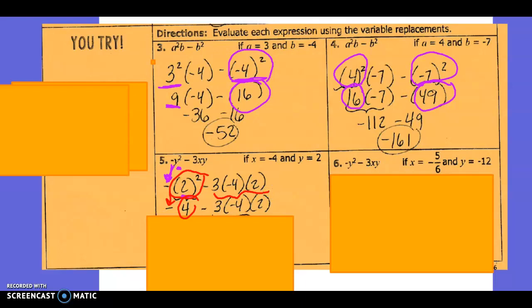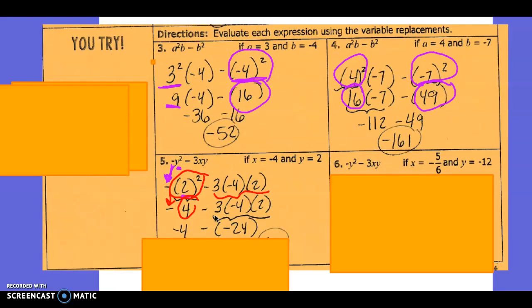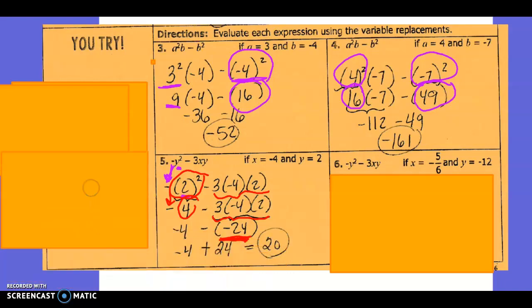The next step we're going to have to do is multiply. So I recopy my -4 at the front. I recopy my subtraction sign. And then I multiplied 3 times -4 times positive 2, and that's a -24. And now I know with my 2 negative signs next to each other, that becomes 1 plus. So this becomes -4 plus 24, which is 20. Hopefully you've got 3 out of 3 right so far.